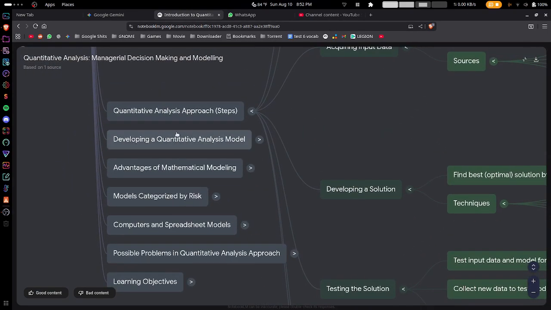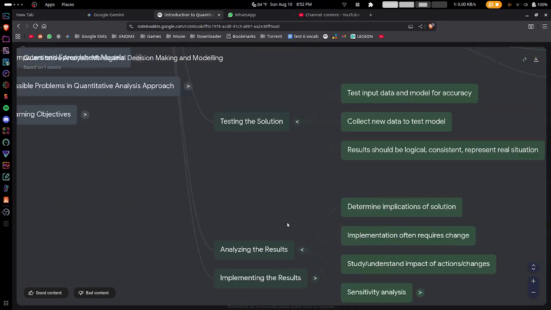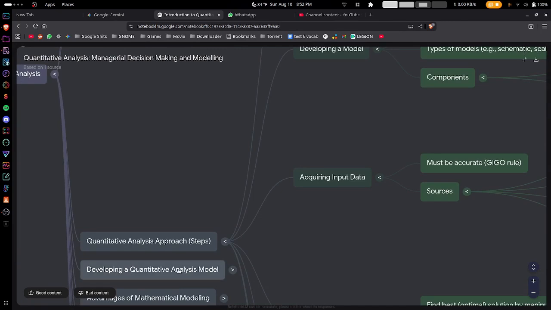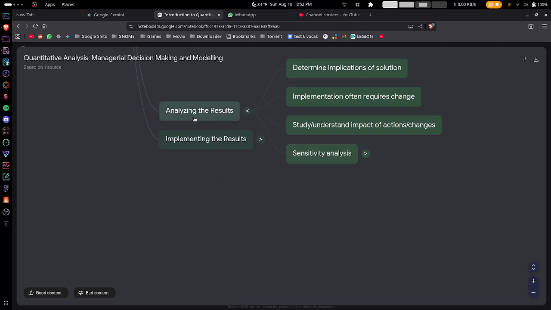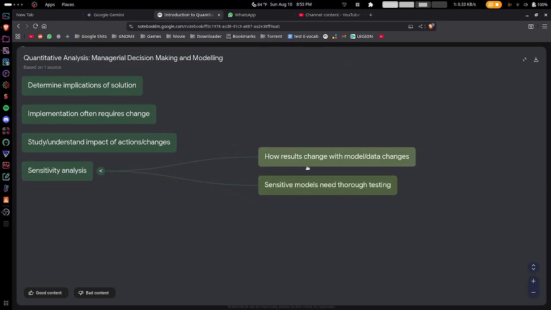We are actually in the analysis approach in the main chapter. We just covered the steps of the quantitative analysis approach, and we're in the step called analyzing the results. So, determine the implications of the solution. Implementation often requires change, so study and understand the impact of action changes, and do sensitivity analysis. Sensitivity analysis has two things: how results change with model or data change, and sensitivity models may choose testing.